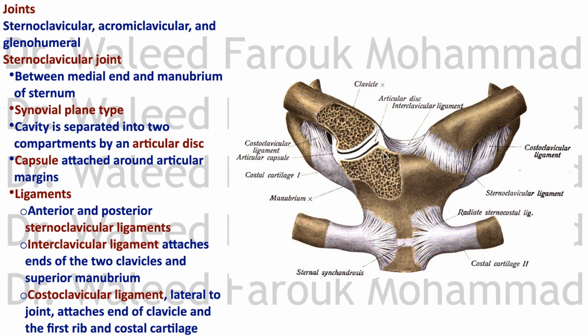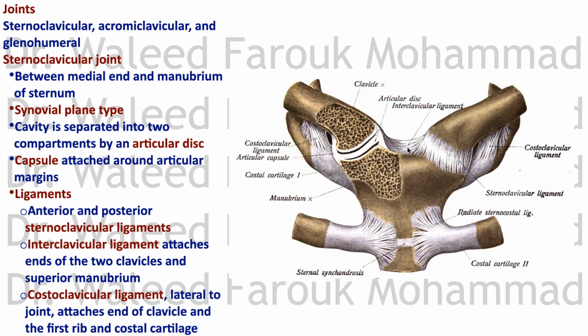It has a capsule attached around the articular margins, and there is an intra-articular disc, as you can see here, that divides the joint cavity into two cavities. This is the intra-articular disc. It's fibrocartilage to bear the weight of the upper limb, all the upper limb on this point, on this area. The ligaments for this joint: we have anterior and posterior sternoclavicular ligaments.